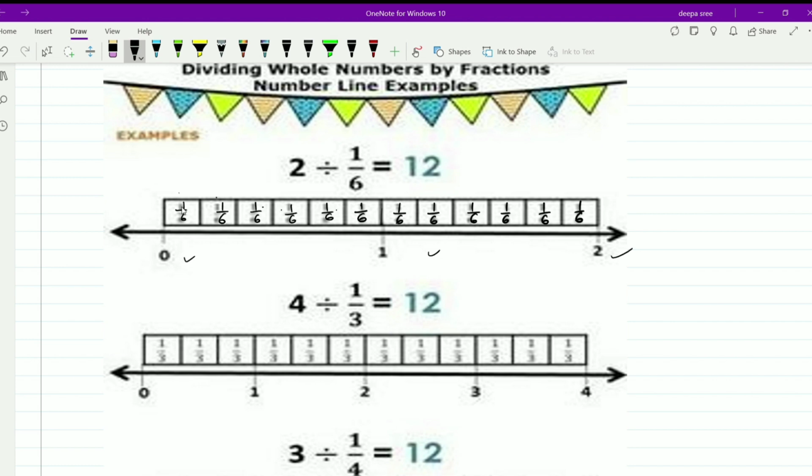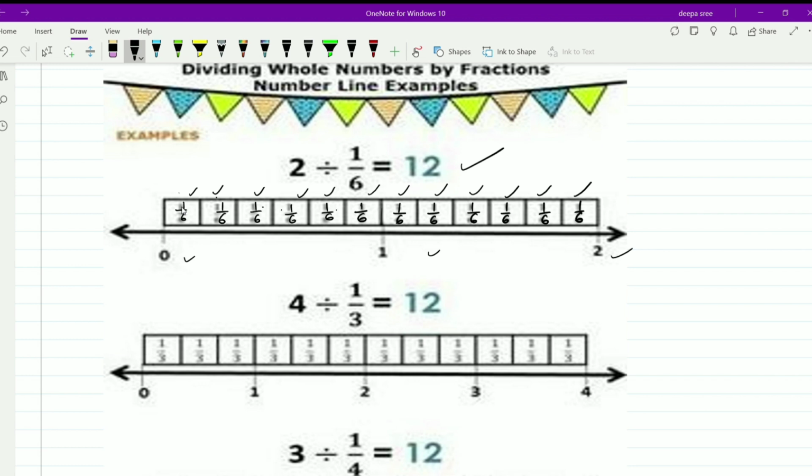Now 2 divided by 1 by 6. So what will we get? 2 divided by 1 by 6 means what is the answer we are getting? Here we are getting 1, 2, 3, 4, 5, 6, 7, 8, 9, 10, 11, 12. The answer is 12 divisions.